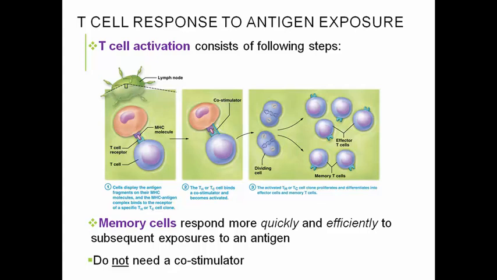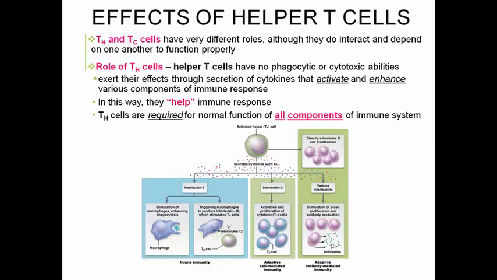Then once they're activated, they'll proliferate into clones. Some of them become the effectors, meaning they carry out the war, they wage war on the pathogen. Another group of them become the memory T cells. So these are the ones that give you immunity for later use. So memory T cells respond much more quickly and efficiently once they've already been exposed to the antigen. So you don't need a co-stimulator once the memory T cells are in circulation. So your cytotoxic T cells, your T helper cells, each one of those play different roles. They do interact together, but each one is functioning independently of each other.